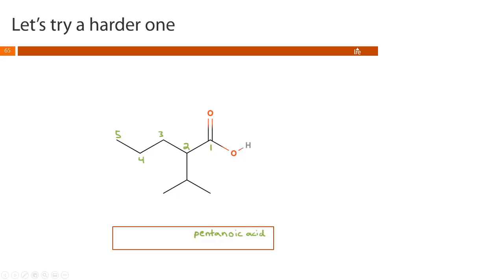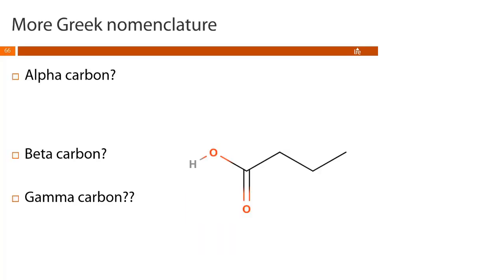But we have a substituent here. So we have a 3-carbon substituent that's attached at the middle carbon. So a 3-carbon substituent that is attached at the middle is an isopropyl group. And where on our parent chain is the isopropyl group attached? It's attached to carbon number 2. So the final name for this molecule would be 2-isopropyl pentanoic acid.